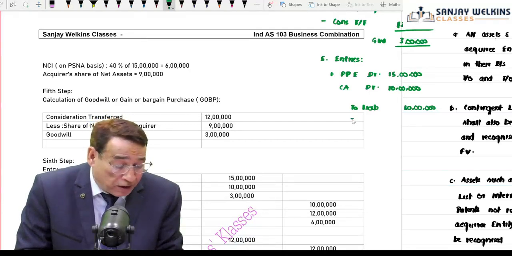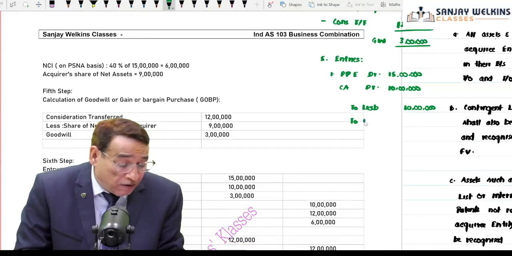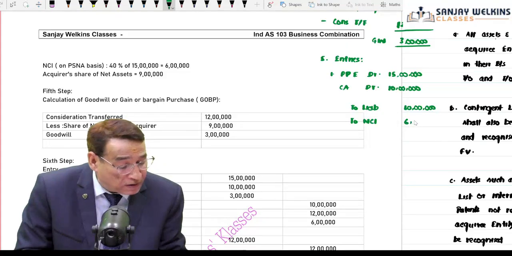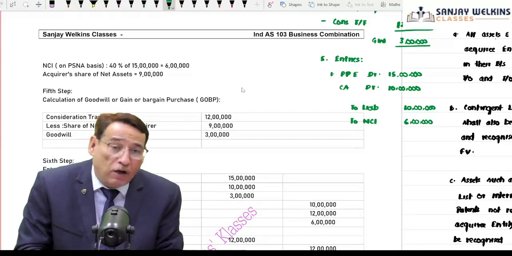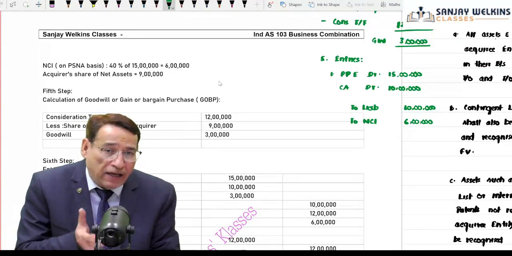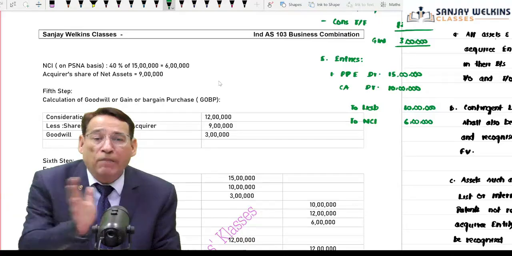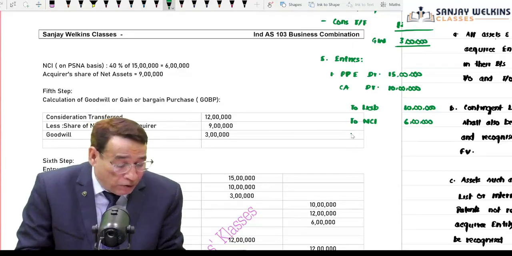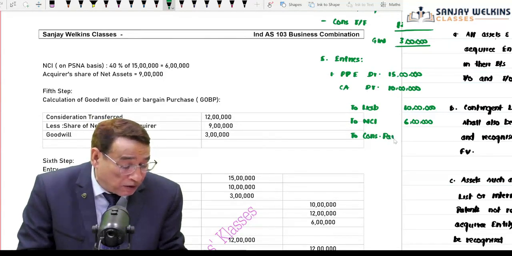Then I am going to write here to NCI. When I am writing here to NCI, indirectly what I am trying to do is find out of total net assets of 15 lakh, 6 lakh belong to NCI and rest of the asset belong to us, that is 12 lakh. Now I am going to write here to consideration. That means now I am comparing the share of net asset of acquirer with the amount of consideration. Actually, we write here consideration payable. Now consideration payable is 12 lakh.